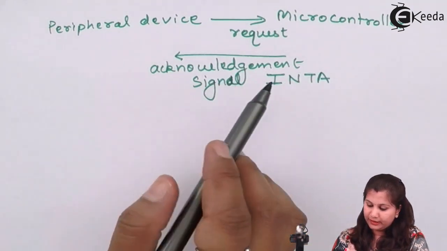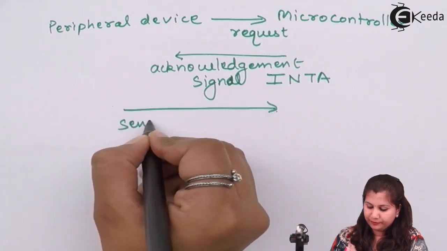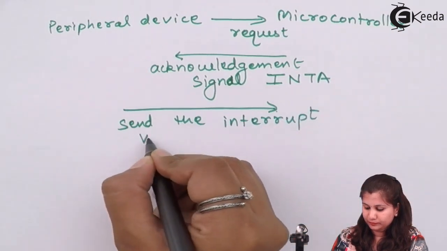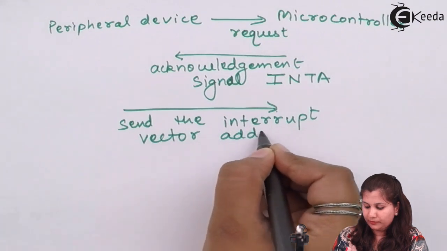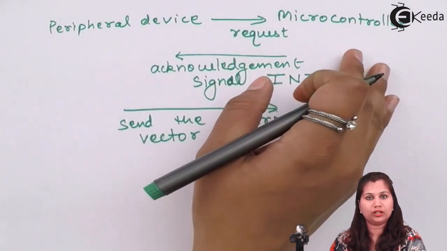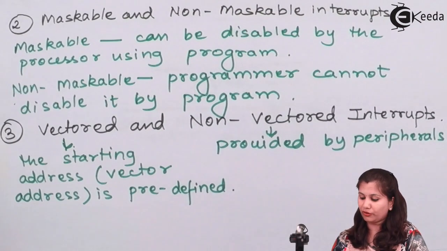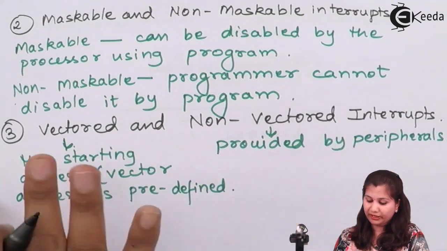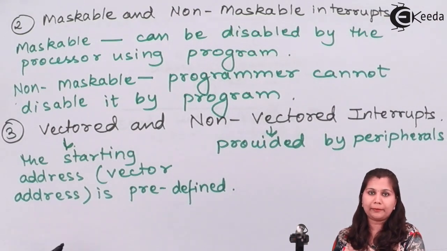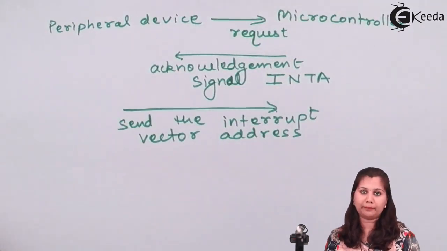So when this INTA is given to the peripheral device, it is going to send the interrupt vector address to the microcontroller. Okay, so this is how the address is provided by the peripheral device to the microcontroller. The types of interrupts in which the address is provided by the peripheral device are called non-vectored interrupts. Whereas in vectored interrupts, the starting address is predefined. There is no need to give the address separately. Okay. So this is the classification of interrupts in the 8051 microcontroller.